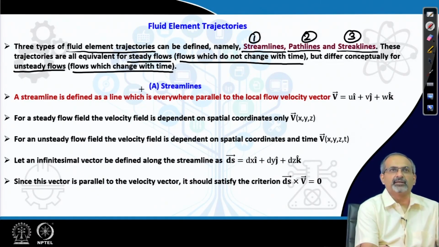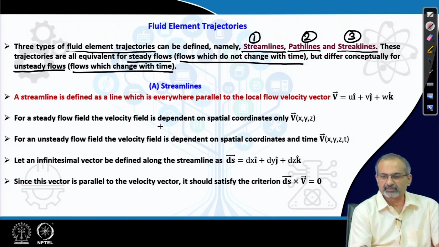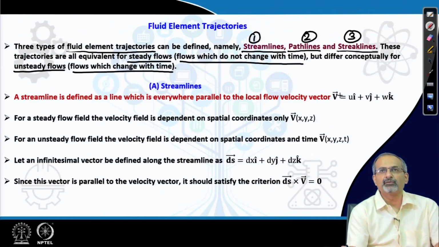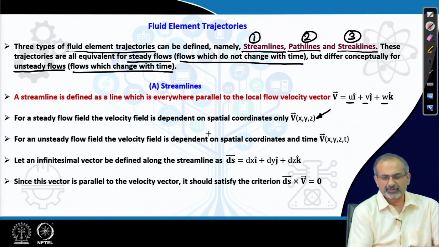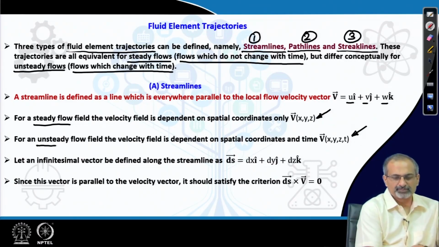Let us define streamlines. A streamline is defined as a line which is everywhere parallel to the local flow velocity vector. We already defined the flow velocity vector in an earlier slide. Here we are just mentioning the components u, v, w. As you can understand, these u, v, w's could be either a function of space alone if it is a steady flow, and would be a function of space and time if it is an unsteady flow.